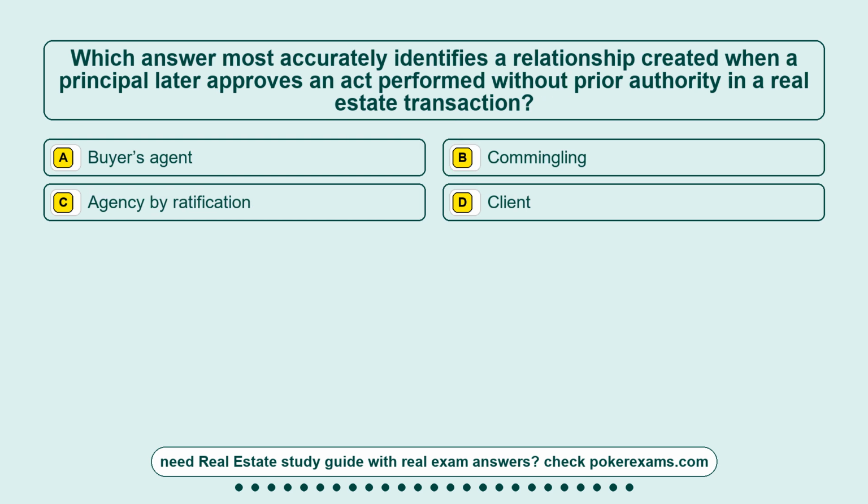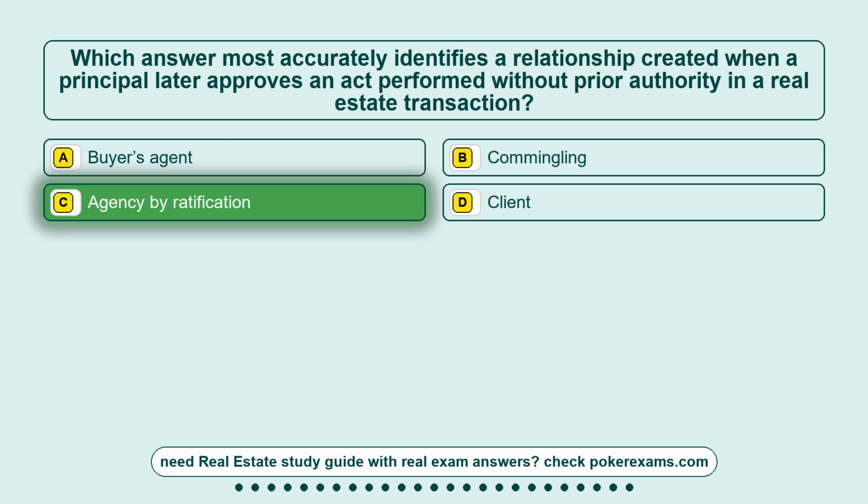Question 3. Which answer most accurately identifies a relationship created when a principal later approves an act performed without prior authority in a real estate transaction? Option A, buyer's agent. Option B, commingling. Option C, agency by ratification. Option D, client. The correct answer is option C, agency by ratification.